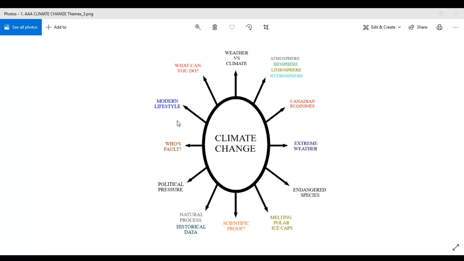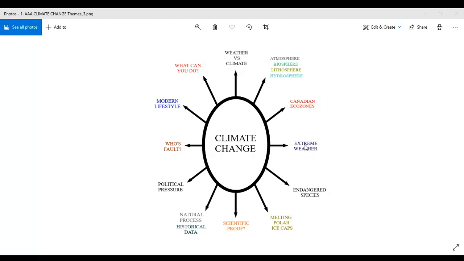We know we like our materialistic things. We are a society that, at least in North America and most of Europe, is very materialistic. So, what could you do personally to maybe contribute less to climate change? What can you and your family do?